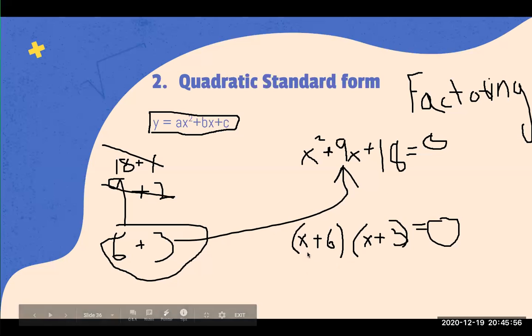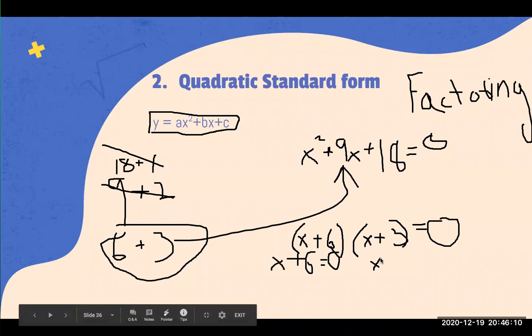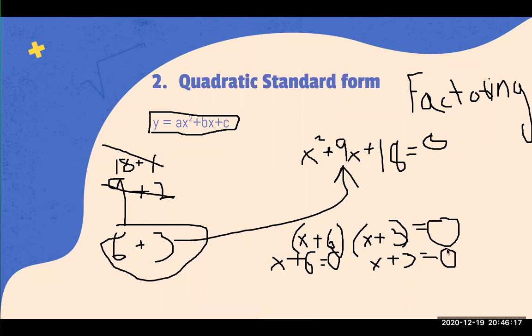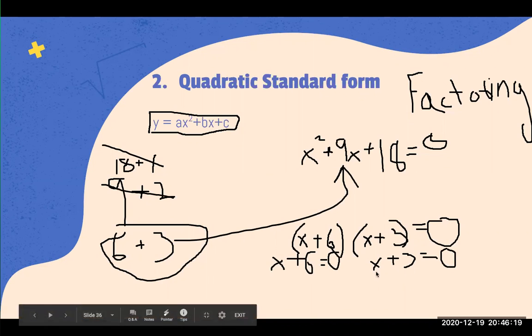So we can just set these by themselves to equal 0. So we can have x plus 6 equals 0 as a separate equation, and x plus 3 equals 0 as a separate equation. Then we can solve these equations by themselves. Let's do this one first. So this is just a one-step equation.